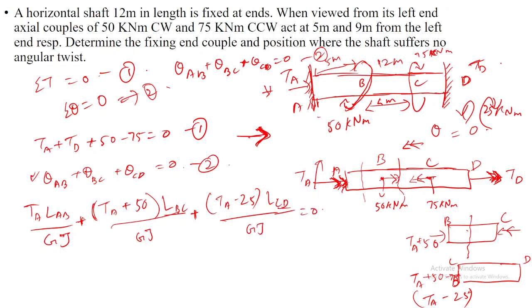So GJ, if it goes to the other side, it will become 0. So only TA into lengths we can calculate. What is the length of the section AB? 5. Plus TA plus 50 into, what is the length of BC? It is 4. Plus, what is the length of CD? It is 3, equals 0. From this, what can you calculate? What is the TA value?